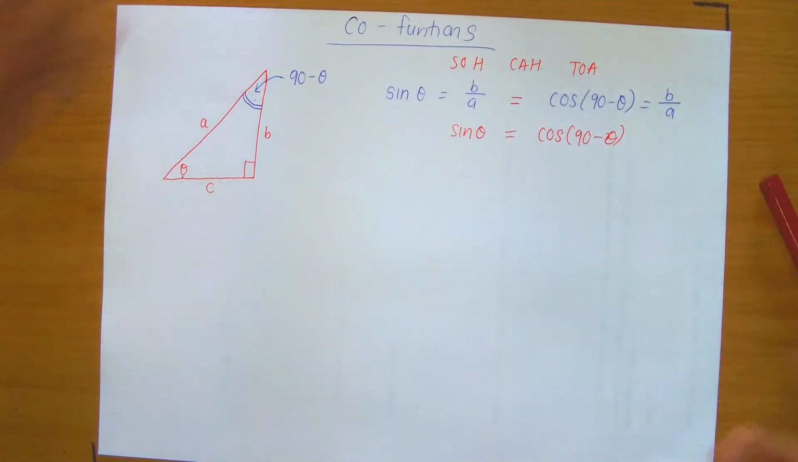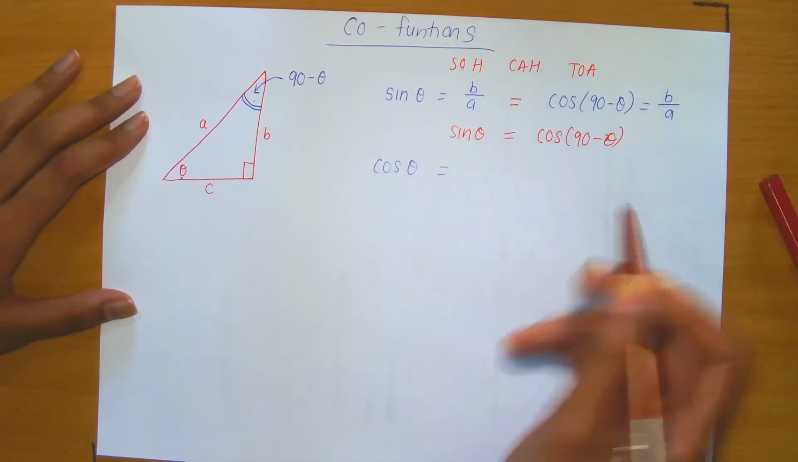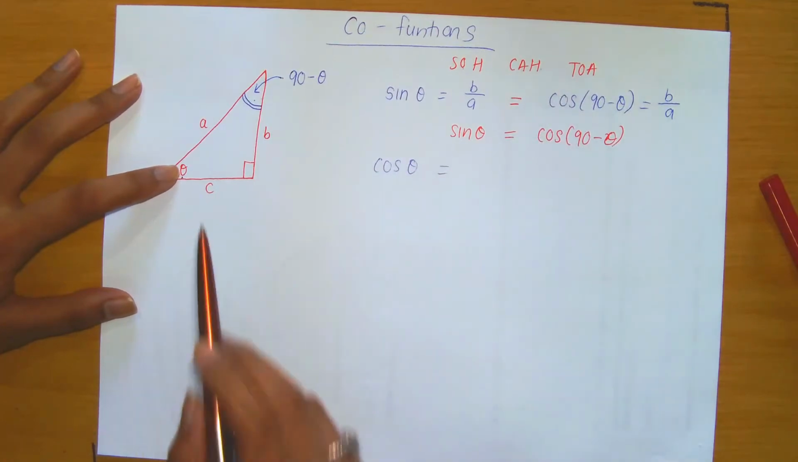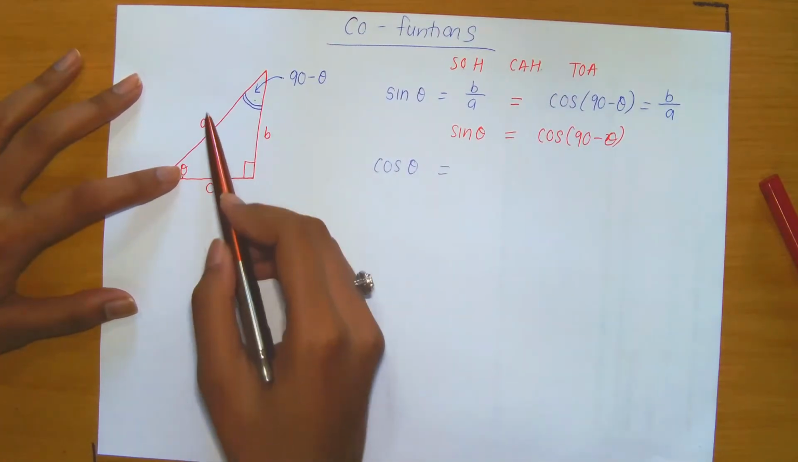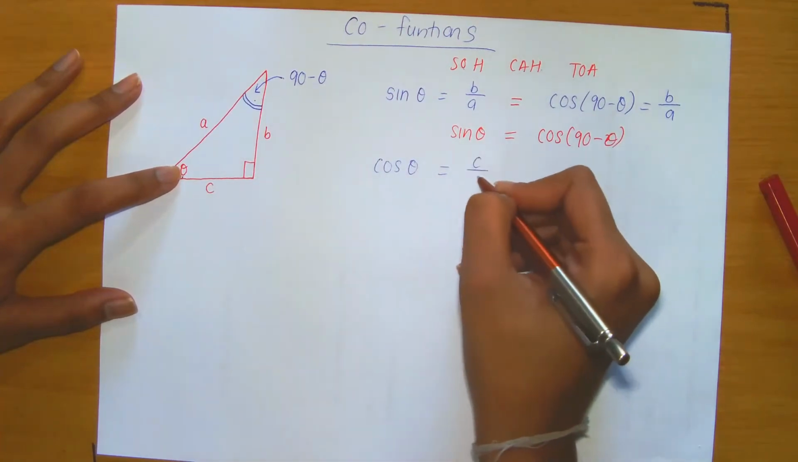Right, let's observe something else. Let's now take cos of theta. Here is our reference angle. Cos is adjacent over hypotenuse. So adjacent is C over hypotenuse is A. So cos of theta is C over A.